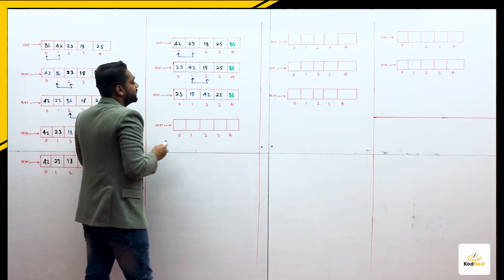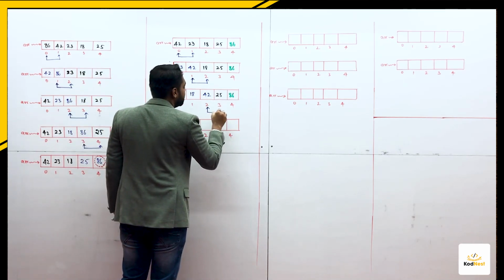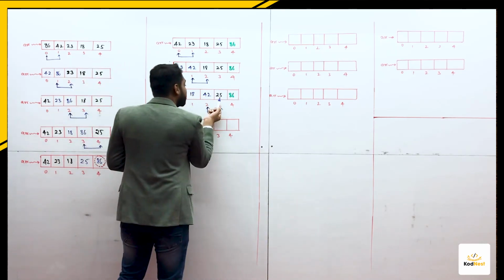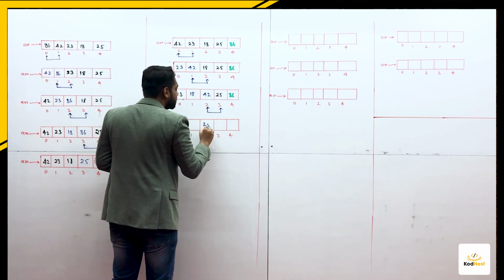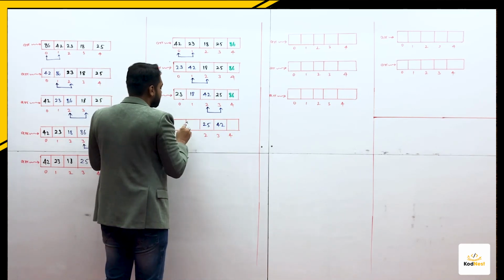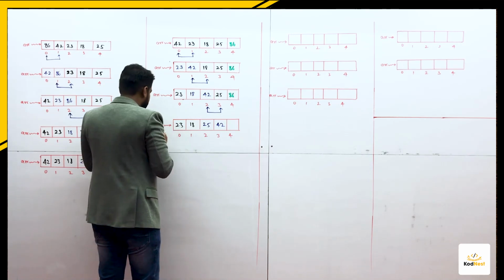We'll continue. Take the next element, compare it with the next element. If it is greater, then swap it. Is 42 greater than 25? Yes, it is greater. Then swap it. 25 will come here, 42 will come here. 18 and 23 are untouched.